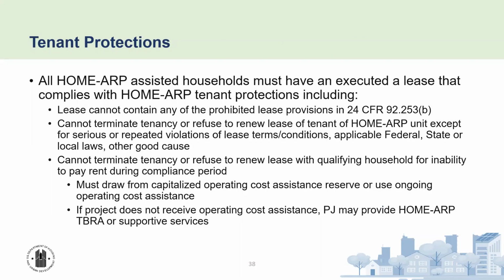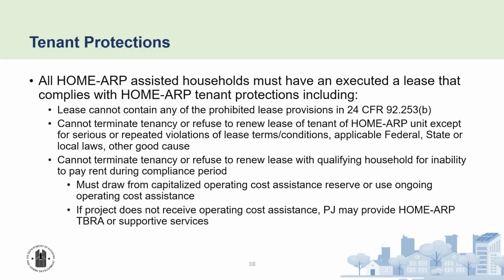PJs must ensure that each HOME-ARP assisted unit has an executed lease and that the lease complies with the HOME-ARP tenant protections. The tenant protections include that the lease does not include any of the prohibited lease terms that are defined in the HOME regulations at 92.253(b). Those prohibited terms exist to ensure that all HOME assisted tenants are treated equitably and are not waiving their rights to legal due process.